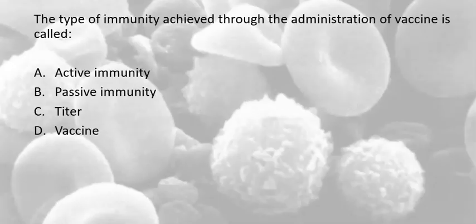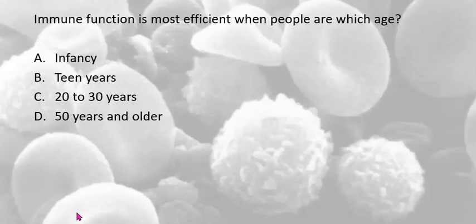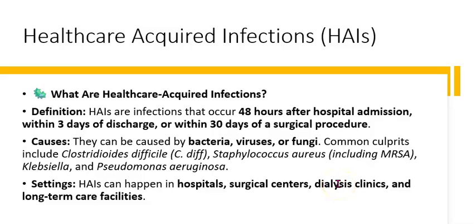All right, so now we have some practice questions. The type of immunity achieved through the administration of a vaccine is called what? Active immunity. Immune function is most efficient when people are which age? 20 to 30.